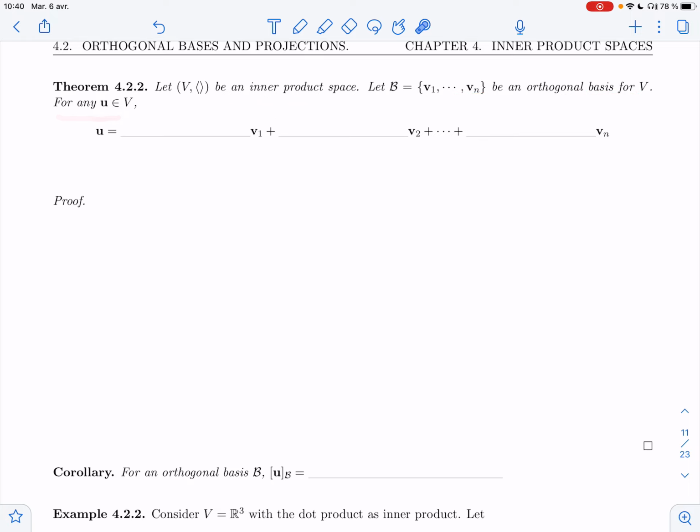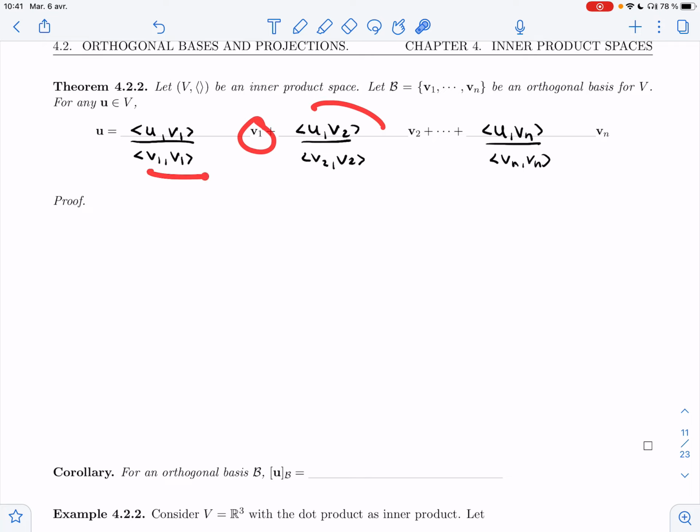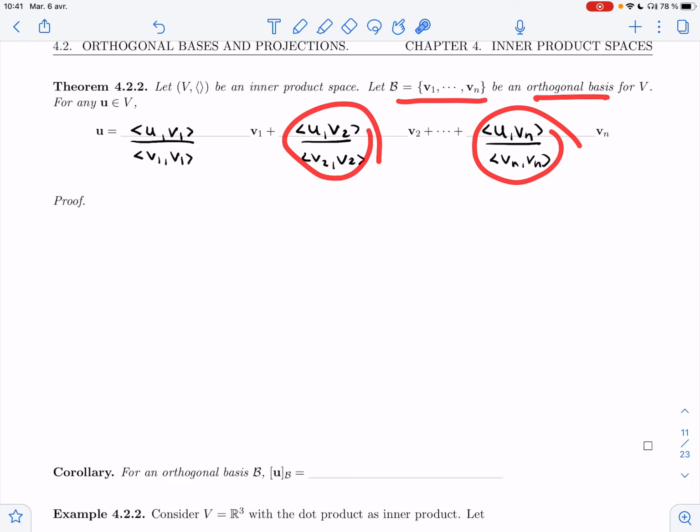For any U in V, if I want to write U in terms of the basis, all I have to do is take U dot V1 and divide it by V1 dot V1, then U dot V2 over V2 dot V2, and so on up to U dot Vn over Vn dot Vn. So again, this is a case where writing as a linear combination doesn't have anything to do with the inner product, but if we take a basis that's nice for this inner product, then finding the coefficients can be done using the inner products themselves.